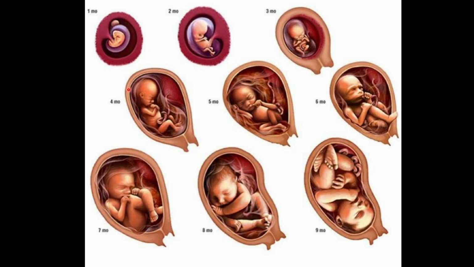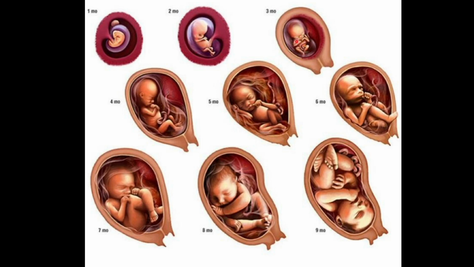Then here you can easily listen to the heartbeats through the stethoscope. So in the first month itself, the heart is formed. In the second month, particularly, the limbs and the digits are developed.